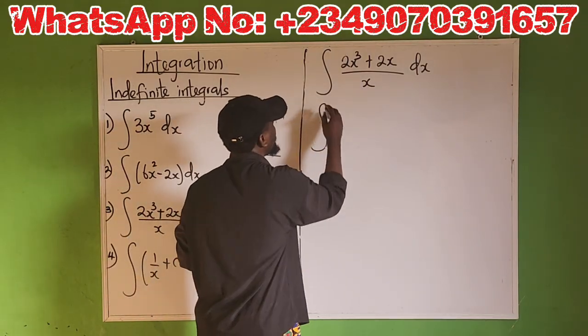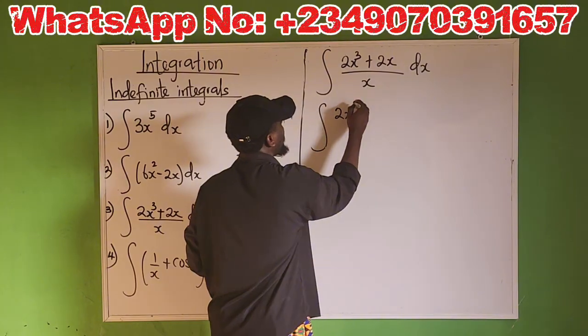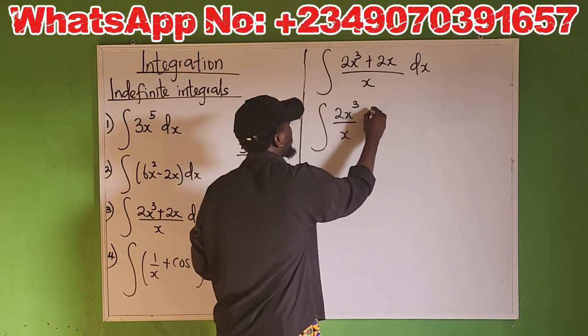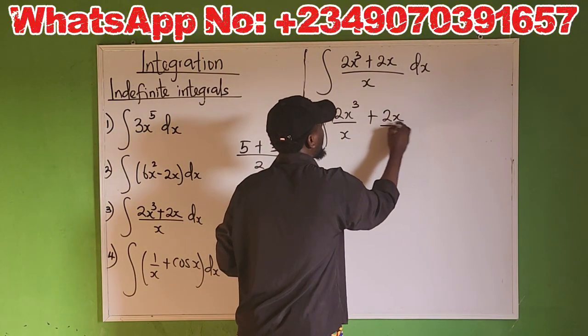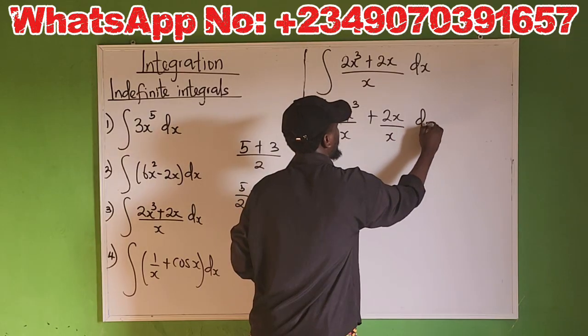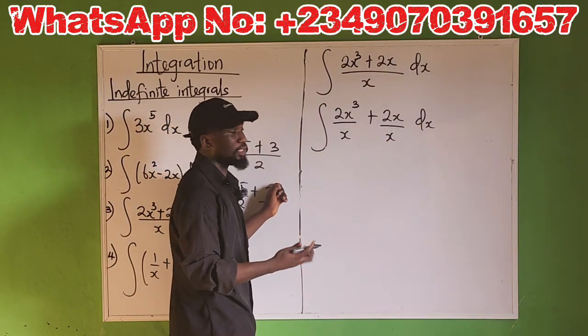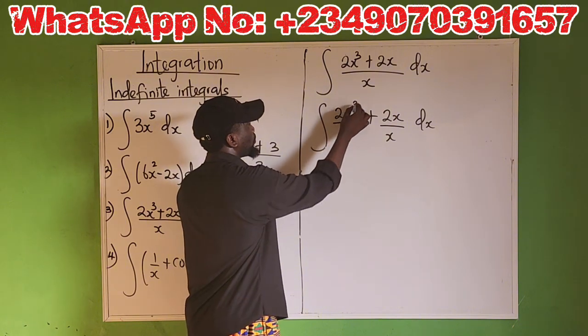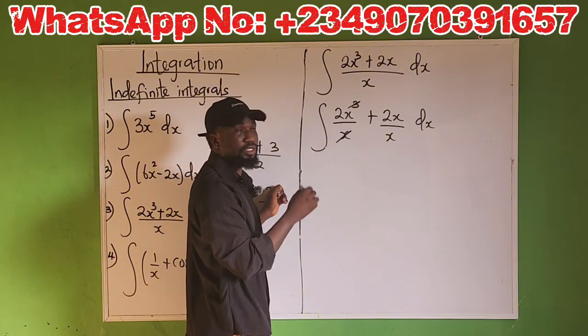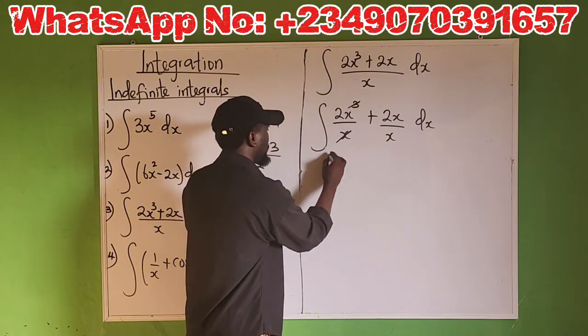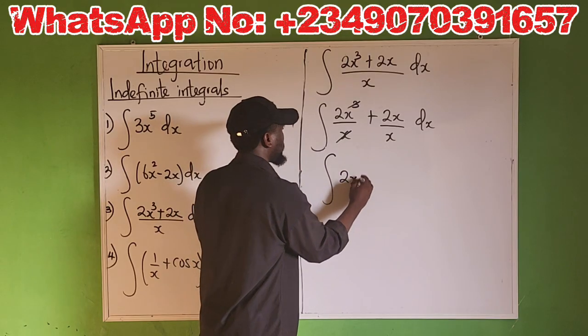So we have this to be what? 2x cubed divided by x plus what? 2x divided by what? x, with respect to x. Are you getting me? All right. So for me now, applying the law of indices, one x will cancel one of these x. So it's going to turn to what? x squared. So we have this to be 2x squared.